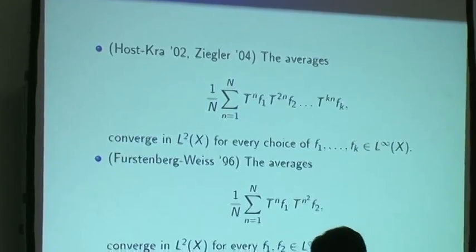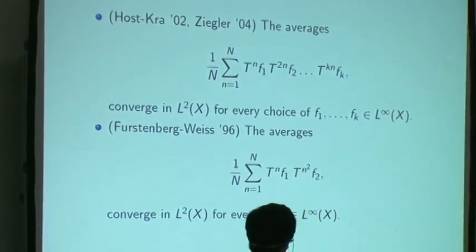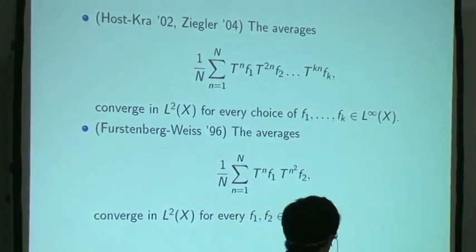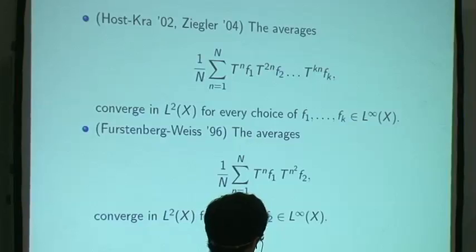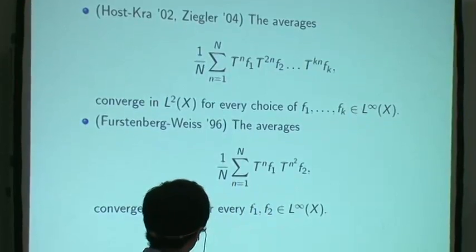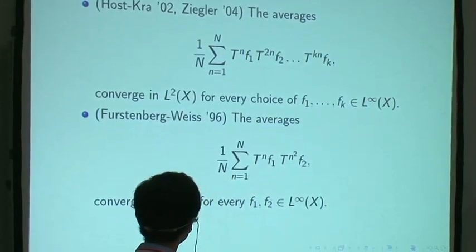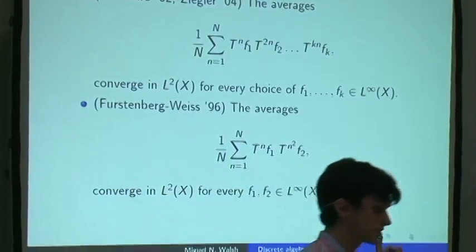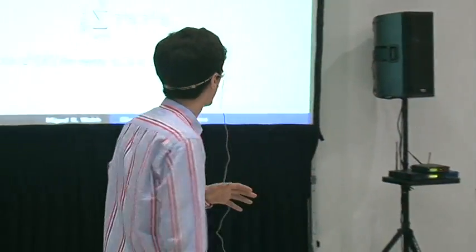So another result, again, you take the same transformation, but now you have something that is nonlinear. In this case, this kind of averages, t to the n squared, was dealt with by the work of Furstenberg and Weiss in '96. They tell you that these things always converge. It is very interesting because it's the first nonlinear result, and it's the first place where the concept of a characteristic factor is formally introduced in the literature. It's a concept that is very important in ergodic theory.